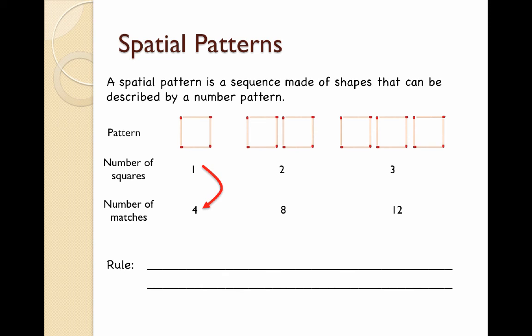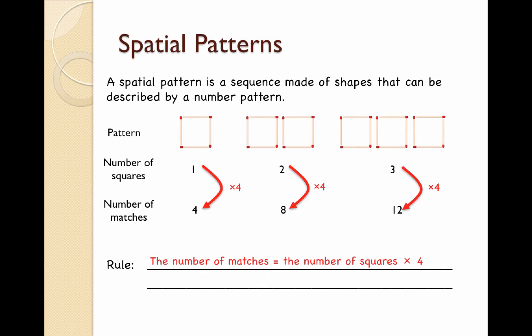You might see what the pattern is straight away, but I might try adding 3 each time. So the number of matches might be the number of squares plus 3, and that works for the first pattern. Unfortunately, it doesn't work for the second or the third pattern, so I have to try something else. How about I try multiplying by 4? That works for the first pattern because 1 times 4 is 4. 2 times 4 is 8, and 3 times 4 is 12. It works for the first 3 terms in our pattern, so that's what our pattern is going to be.